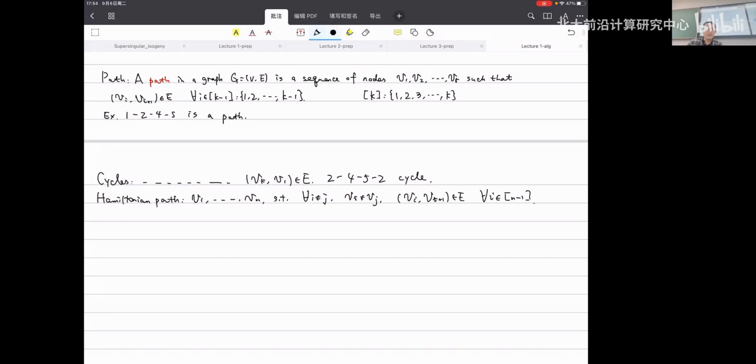Maybe in a later part of the class, we will talk about the problem of finding a Hamiltonian path. In general, this is a very difficult problem, and intuitively, requiring the vertices on a path to be different is something quite hard.